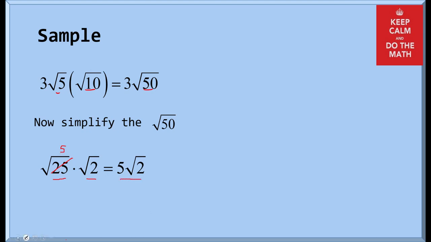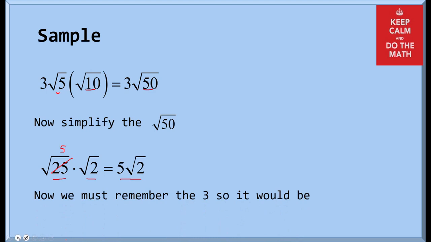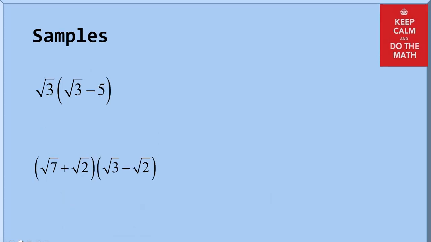Now, we can't forget the 3 from the very top of the equation. So we're going to bring that down. So it's now going to be 5 square root 2 times 3, or 15 square root 2. Okay, here's two more samples.